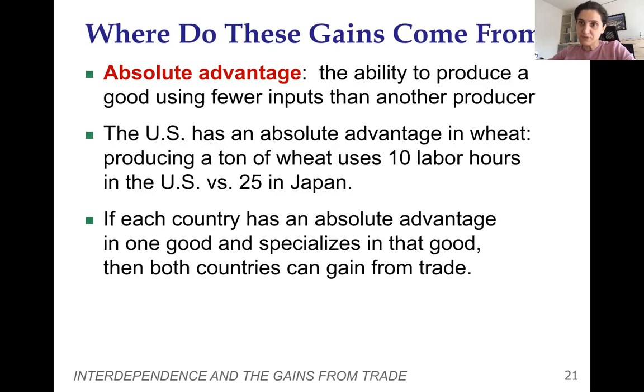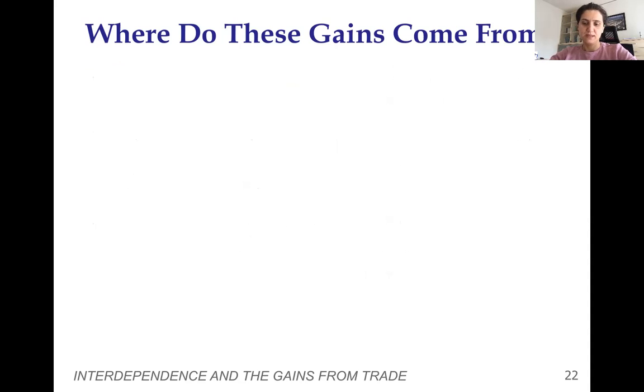So in this example, we have the same country with absolute advantage on both goods. But it can be the situation that each country has absolute advantage in one of the goods. Then it means that each country also has comparative advantage. I'm going to come to that, what comparative advantage is. But this sentence is saying that if this is the case, then specializing in that good and having a trade will benefit both countries.